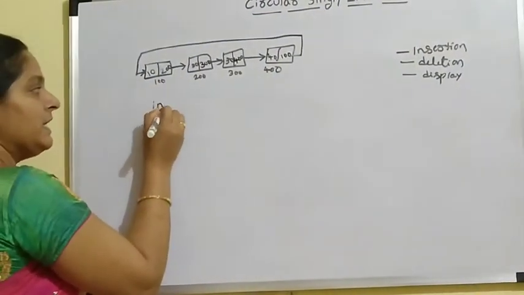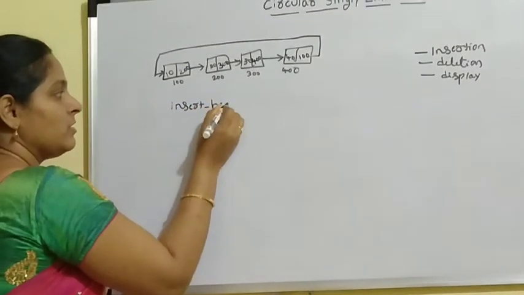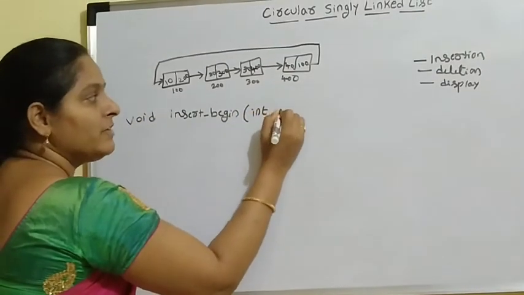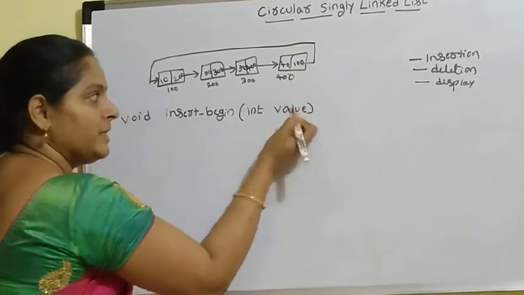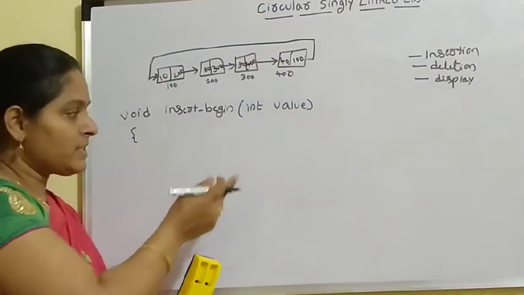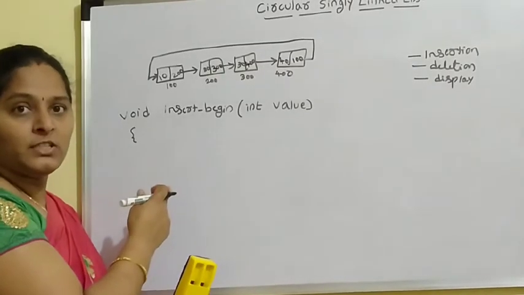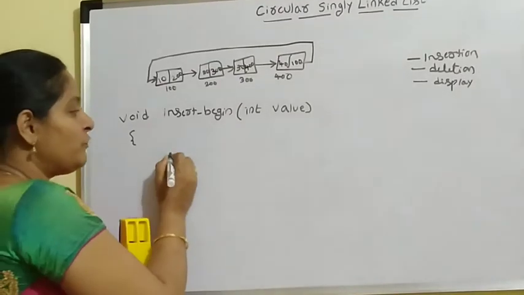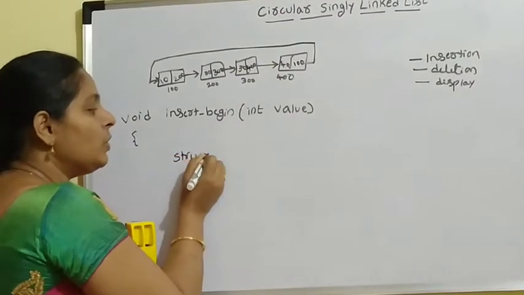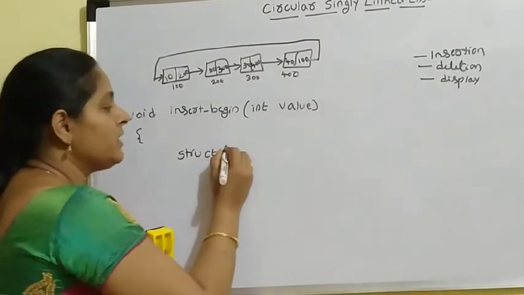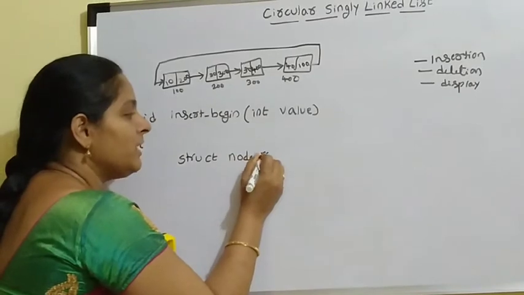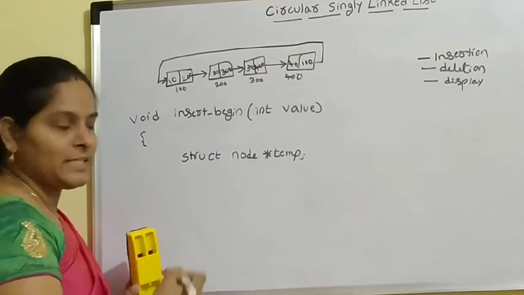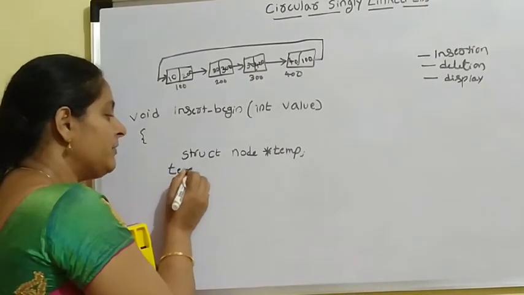First see the insert begin case. Here, whatever element I want to insert, I am passing that element as a parameter. Just now I have shown how to create the node structure. Now I am directly writing the code for insert begin. First of all, whatever node you want to insert, we need to create that node. Here I am creating one node with the name temp. First I am creating one temp pointer of the structure type.